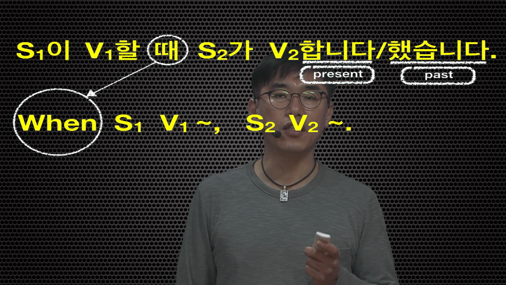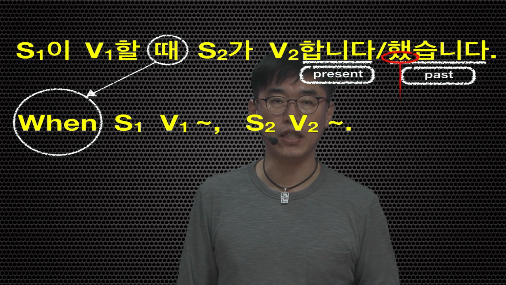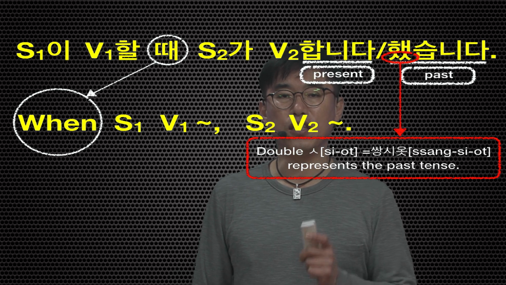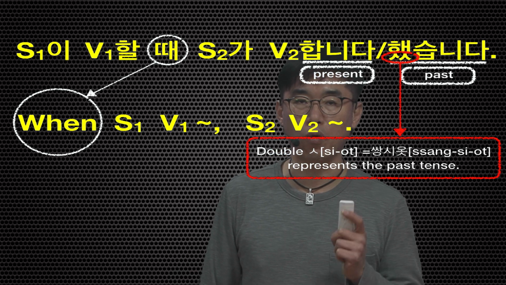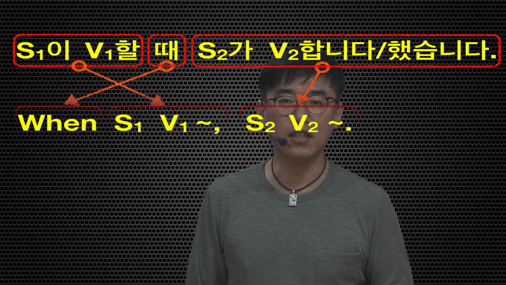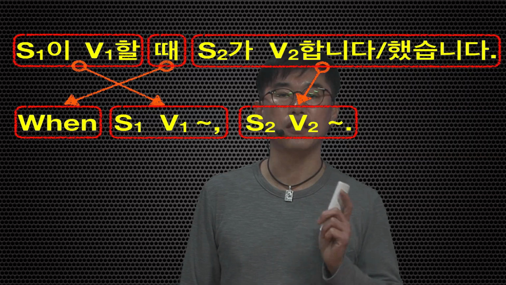As you can see, double 시옷, that is to say, 쌍시옷, under 해, this final sound, which is also called the 받침, represents the past tense. Okay, the schematic diagram is as follows.